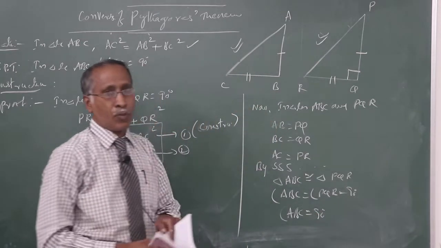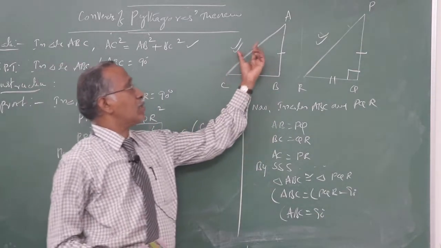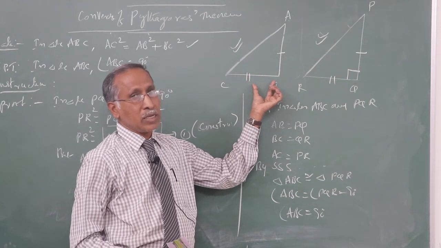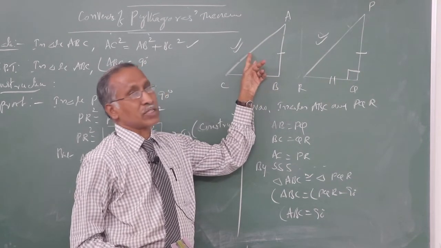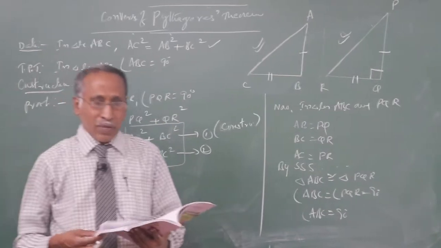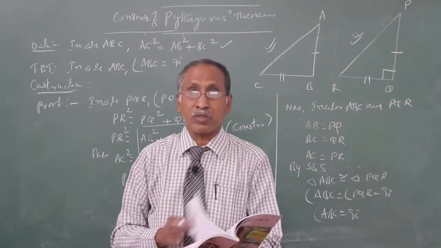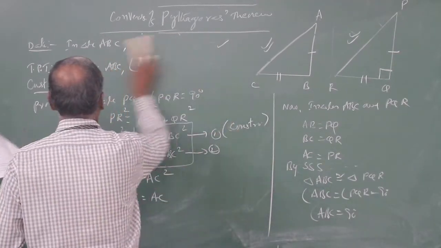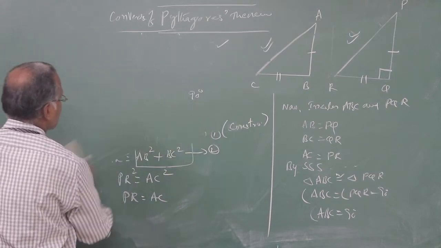That means we have proved that if the square on one side is equal to the sum of the squares on the other two sides, the angle opposite to the first side is a right angle. This is the converse of Pythagoras theorem. Based on this, let us work out some of the sums from Exercise 2.5.